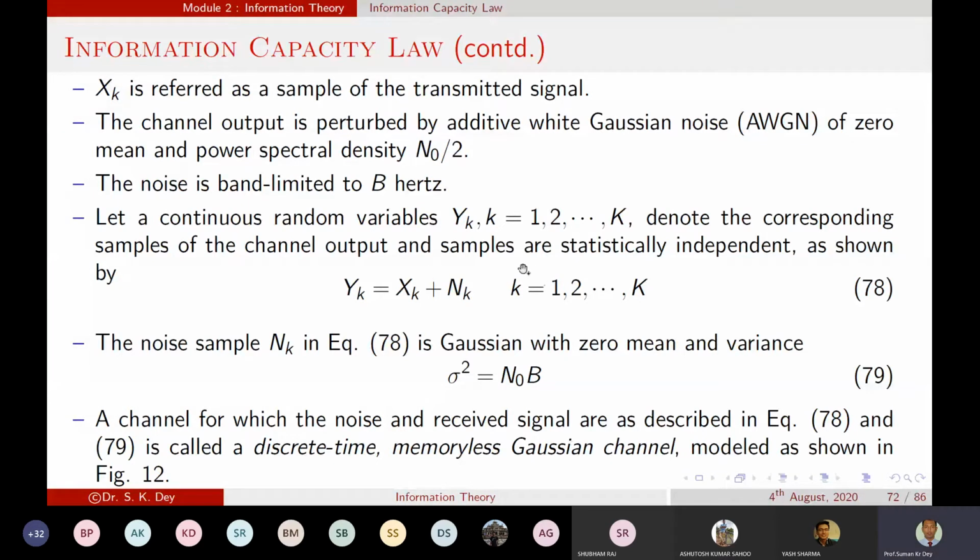Okay, and the noise samples Nk in this equation are Gaussian with zero mean and variance sigma square equal to N naught B. Okay, this is the condition for the channel. We have a variance of sigma square which is equal to N naught into B.